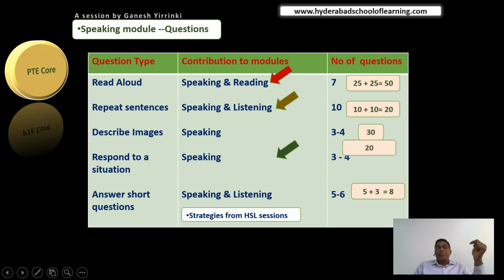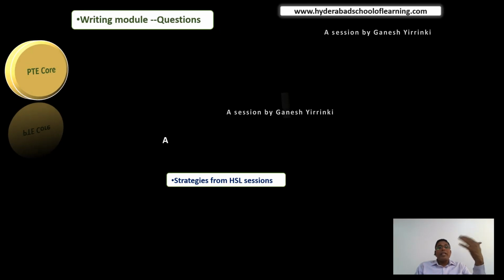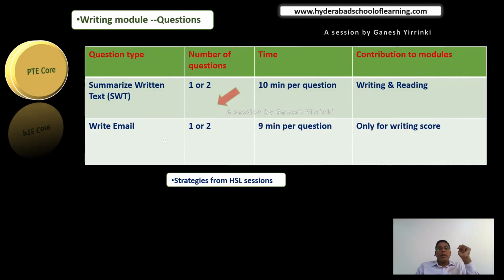And coming to the writing module, there are 2 questions in writing. One is called summarize written text question, and we have got 10 minutes for this question, which contributes to writing and reading score. And we have write email question that contributes to only writing score. You can expect 2 questions from each in the exam. For summarize written text, you have got 20 minutes, 10 per question item. For write email also, you can expect 2 questions, 9 minutes per question item.